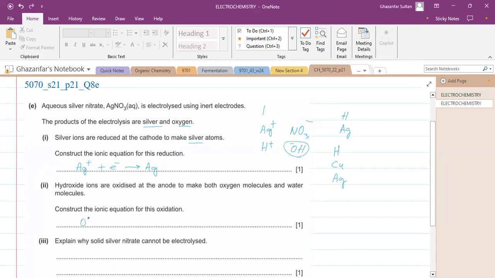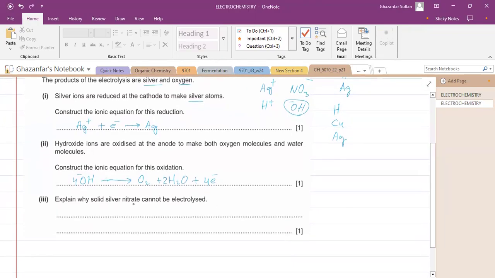So it has the same equation that we have seen in previous questions as well. So what happens on oxidation? Oxygen gas is produced along with water molecules and electrons are transferred. So four electrons are transferred, four hydroxide ions are there, and for balancing, we should put two here.